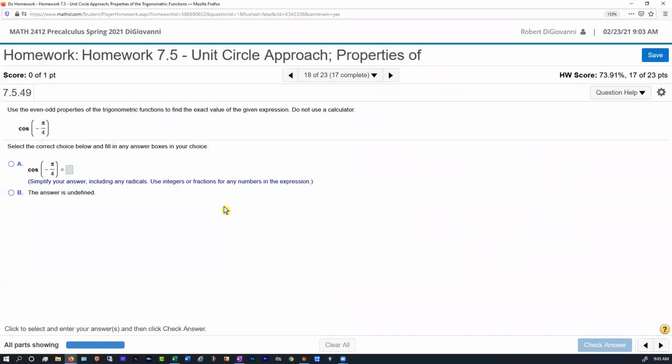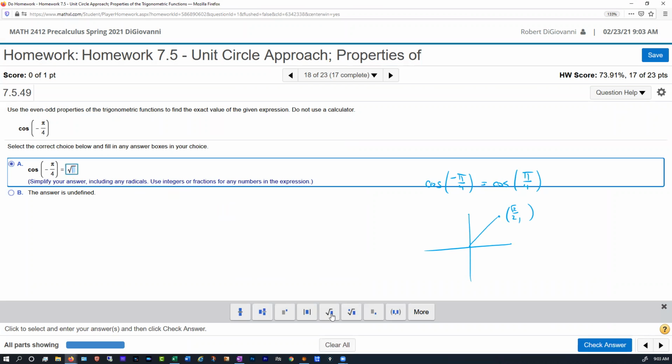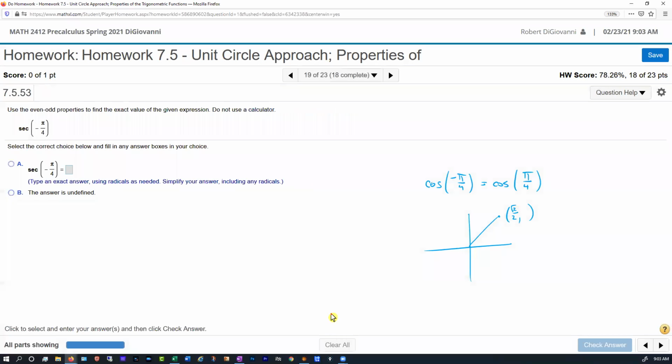Here we go. All right, so cosine we know is odd. I'm sorry, even. So cosine of negative pi over 4 is the same as cosine of pi over 4. And that means we're here. Cosine is the x-coordinate, root 2 over 2. So that's all that matters to us. So this should just be square root of 2 divided by 2. There we go. I'm getting a little bit bored with this.